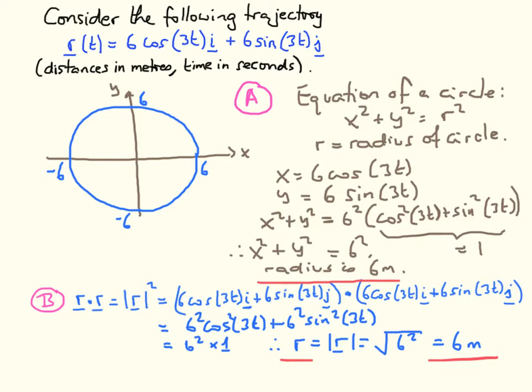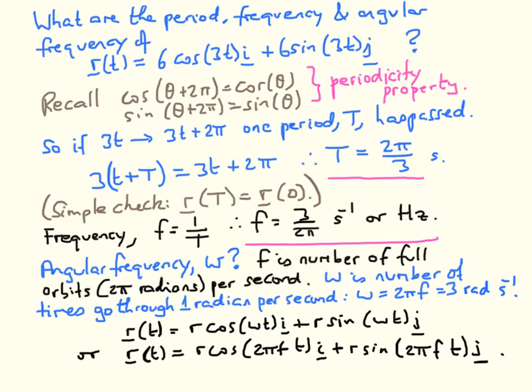The next questions are about how rapidly it is going around that circle. So in this part, what we want to do is to calculate the period of an oscillation, the frequency, that's the number of oscillations per second, and the angular frequency. So here is our equation for the position.